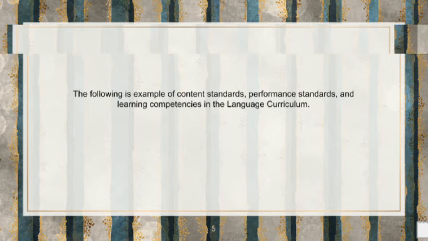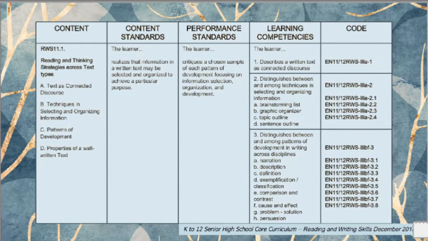The first column, which is the content, consists of the first parts of the lesson. In the content, you will just write down the lessons that will be tackled as you go along with the class for the whole semester. The content is composed of the main topic, which in this example is reading and thinking strategies across text types, which is followed by the subtopics: text as connected discourse, techniques in selecting and organizing information, patterns of development, and properties of a well-written text.